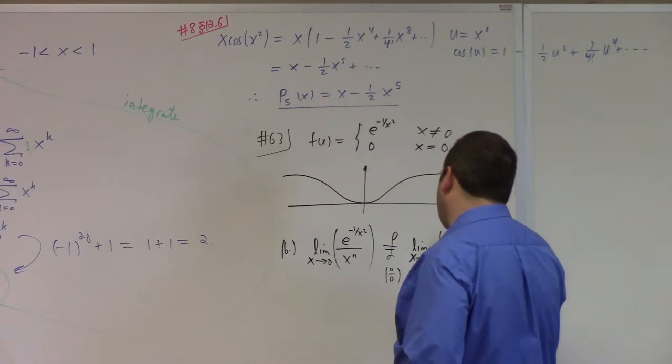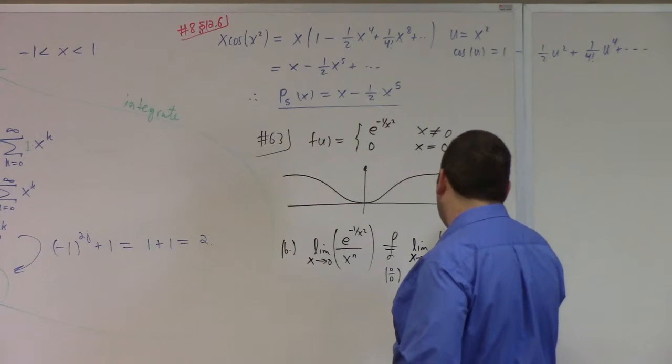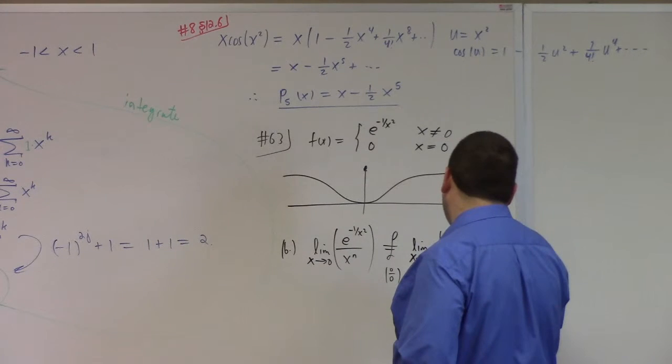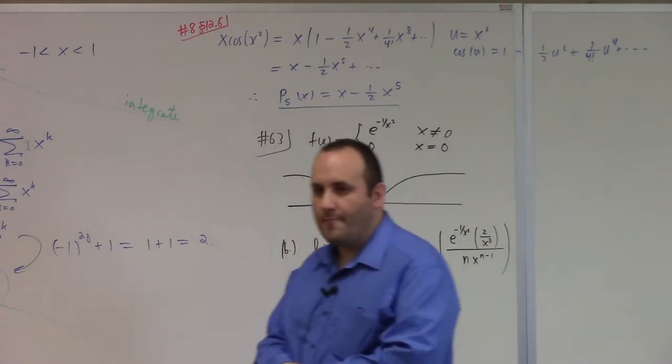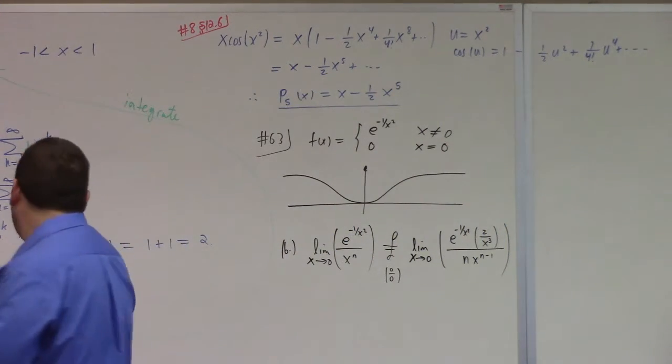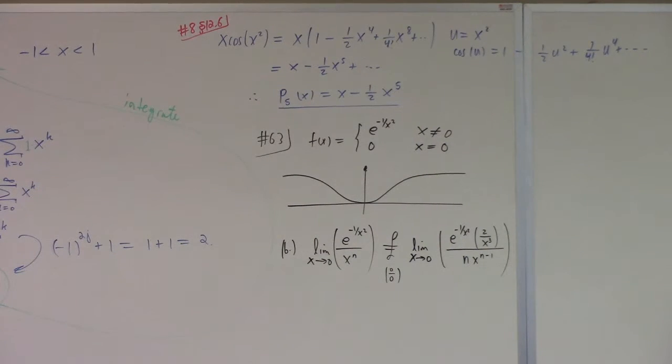I mean, you just got to work it out. E to the minus 1 over x squared. What's the derivative of the inside function? Well, it looks like a 2 over x cubed, doesn't it? I mean, there's the first one. And then you keep going, and it's still indeterminate, right? Because, yeah, you still got infinity over, well, wait a minute.